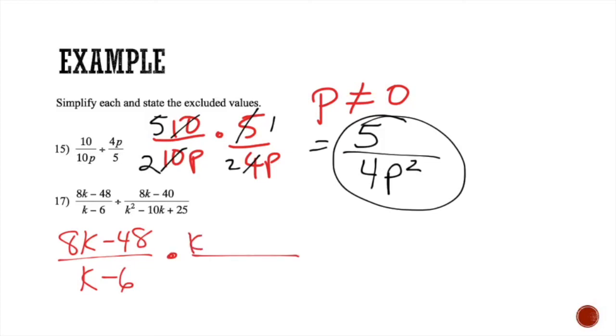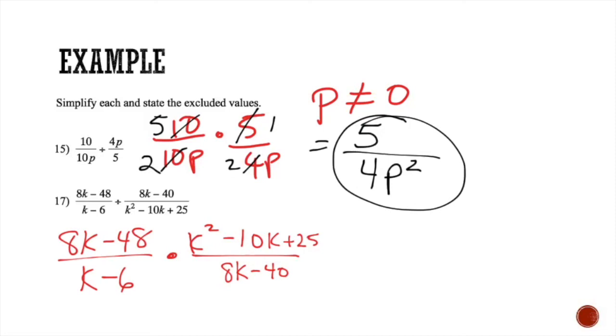We're going to have the k squared minus 10k plus 25 over the 8k minus 40. Can I cancel out these 8k's? No, because I'm not multiplying. That's correct. Now we're going to be factoring. Now, be careful. Originally, this k squared minus 10k plus 25 was on the bottom. So it will be included in our excluded values once we factor it. Okay? Don't forget that.